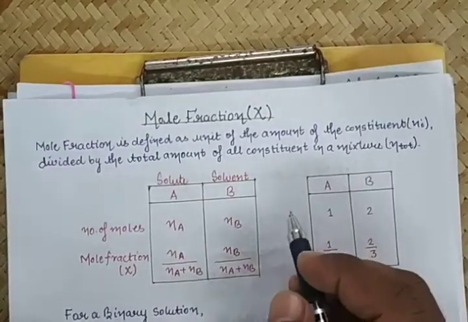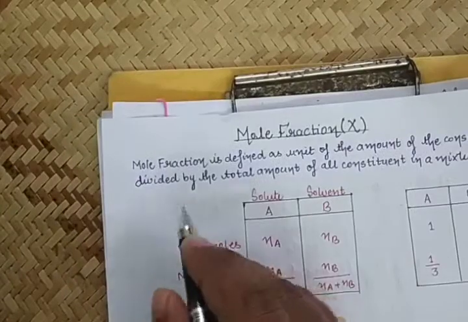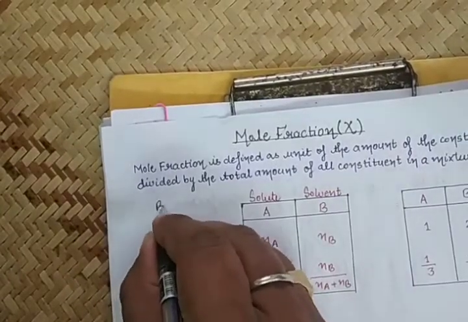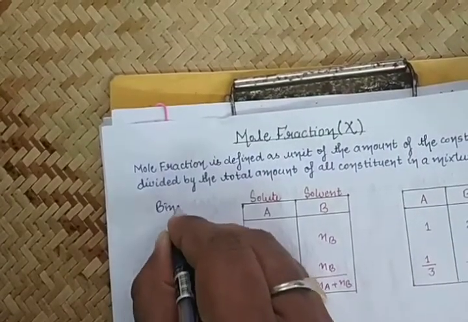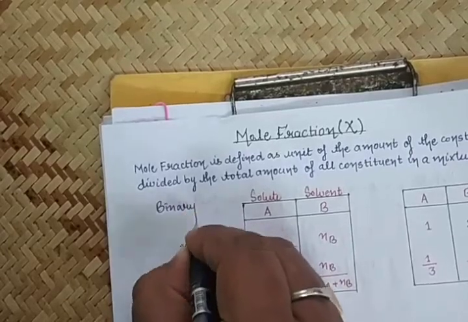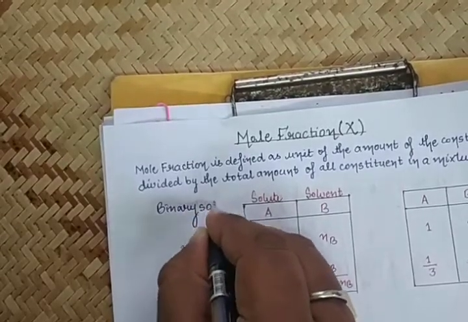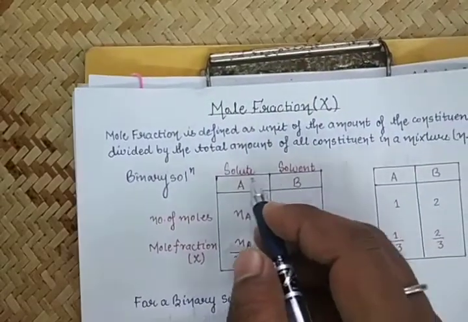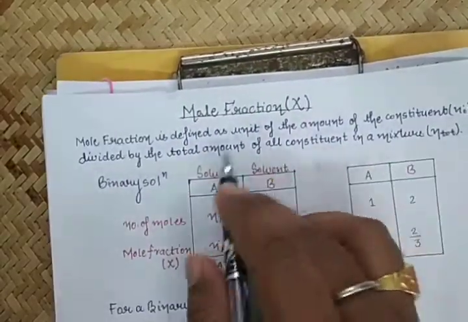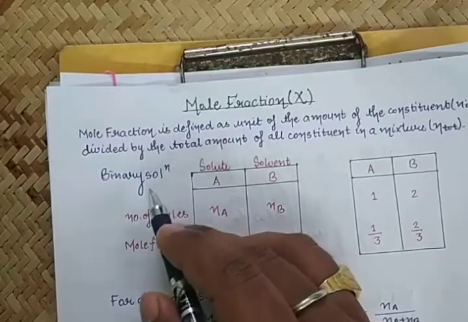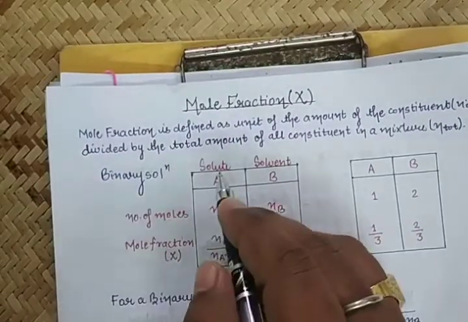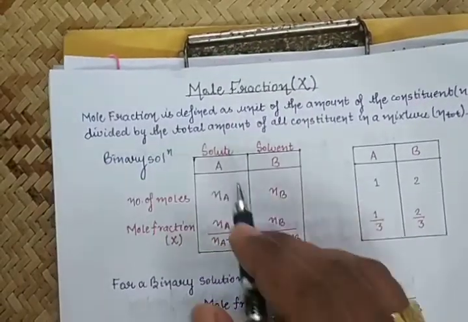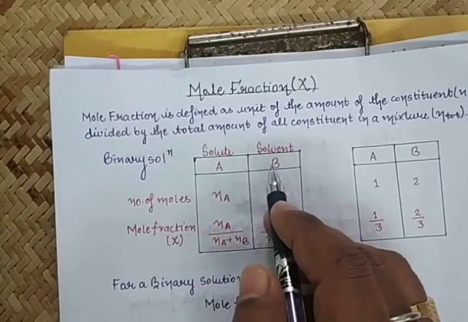It means suppose you have a binary solution. What is the meaning of binary? Bi means 2. Binary means one solute and one solvent. Suppose the solute is A and the solvent is B.